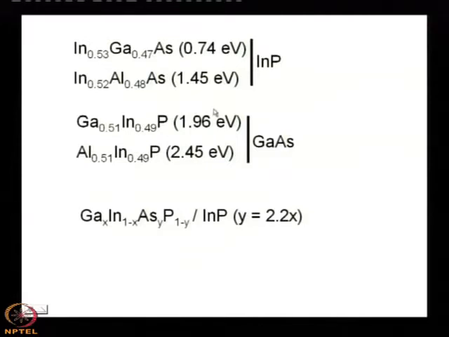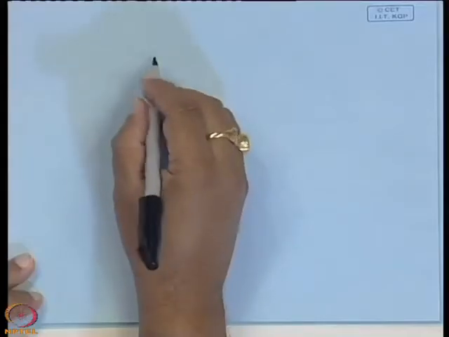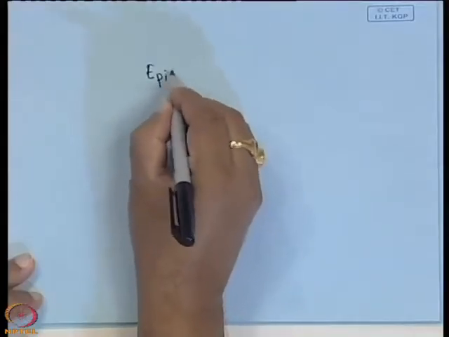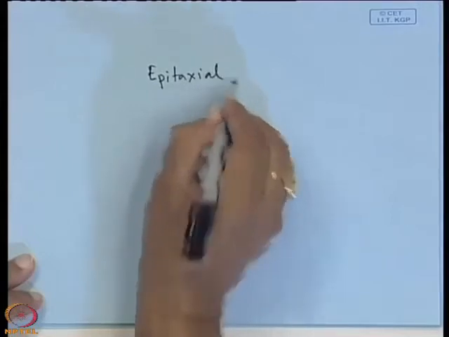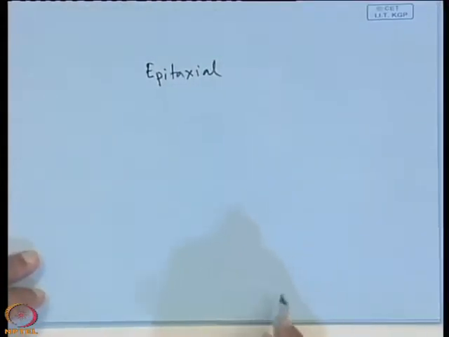Now, how will we grow this material? This material can be grown using some epitaxial technique. Using some epitaxial technique only you can grow this material. Remember that you cannot grow this material using bulk crystal growth. Okay, bulk crystal growth is not possible for this material, because such kind of variation you cannot make.